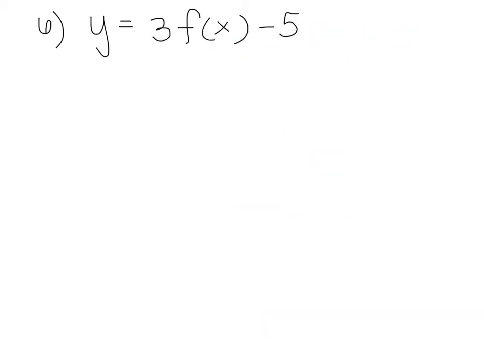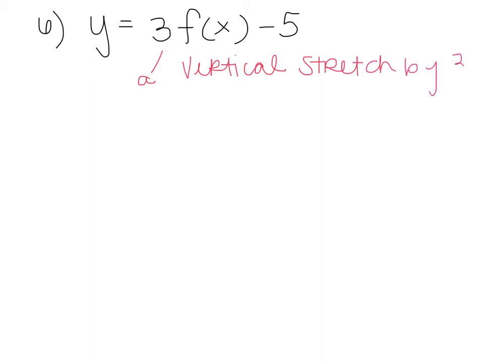Number 6, y equals 3 times f of x minus 5. So that 3 is a, and since 3 is greater than 1, it's going to vertically stretch by a factor of 3. And then this minus 5 at the end is just like minus k, so then it's going to move my graph down 5.